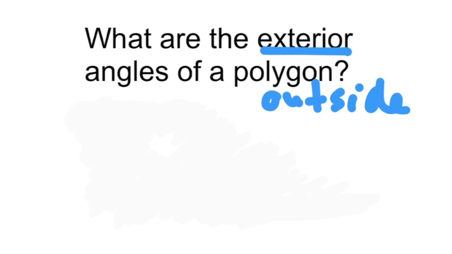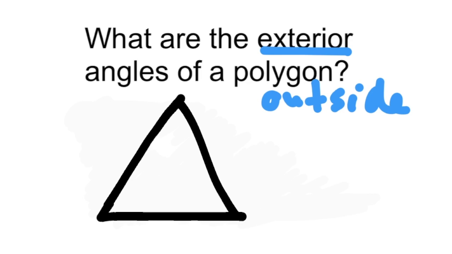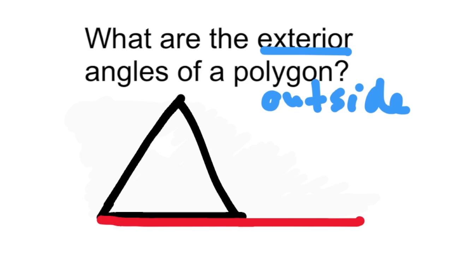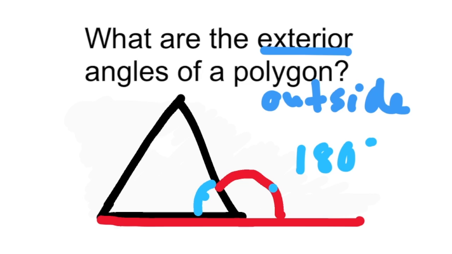Let's take a triangle. The exterior angle, again, comes from extending one of the sides, and then it'll be the outside angle right here. Notice again, the exterior angle and the interior angle are supplementary, and we'll have to add to 180 degrees. Sum of exterior angles means what do all the exterior angles of a shape add up to?